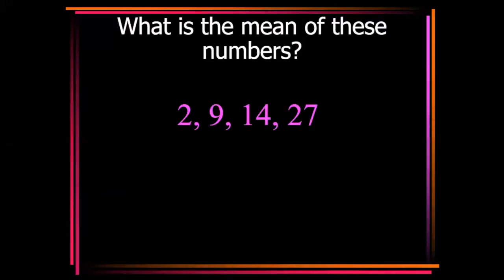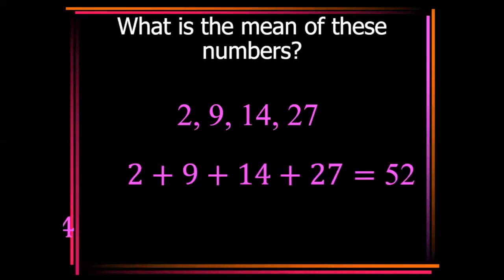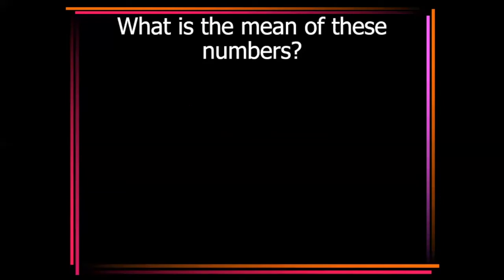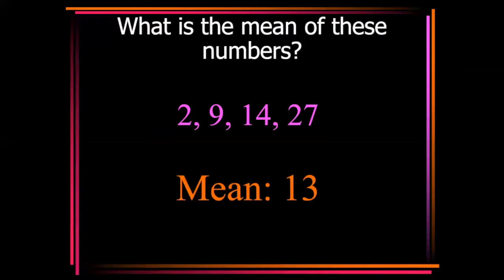What is the mean of these numbers? 2, 9, 14, and 27. Good job, Munnings, Davis, Strong. Okay, 2 plus 9 plus 14 plus 27 equals 52. 52 divided by 4 equals 13. Therefore, the mean of these numbers is 13. Good job to everyone who showed as much working as possible.